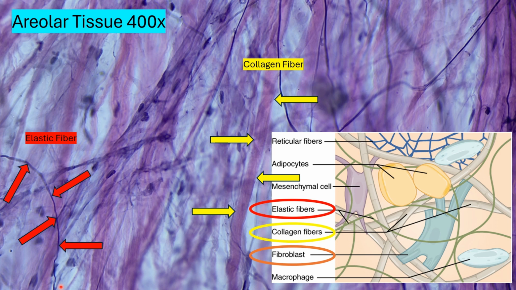Now, areolar tissues are loose connective tissues. It might look fairly dense in certain areas, perhaps, but they're technically classified this way because these fibers do not occur in bundles like we will see later.